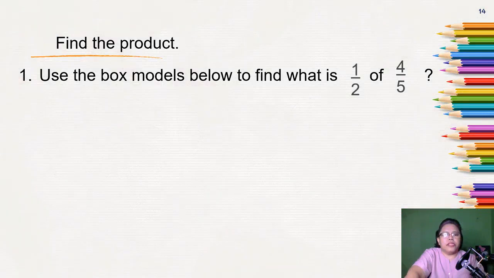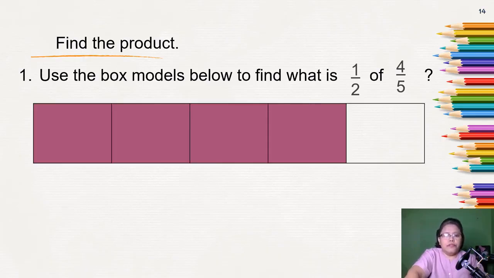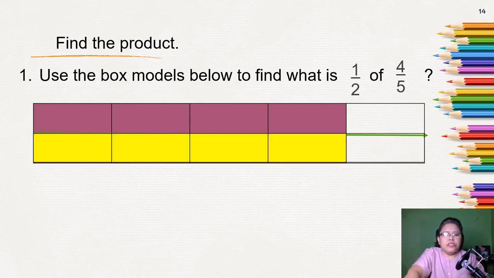Alright. Find the product. Use the box models below to find what is 1/2 of 4/5. So, kalahati ng 4/5. So, magpapakita muna ako dito ng model of 4/5. Okay? So, kalahati ng 4/5. E di hatiin natin, di ba? So, hatiin natin. Kaya lang, dahil kalahati lang naman ang kuhanin natin, ibahin natin yung kulay ng kalahati. So, that is, ayan na. So, yung yellow, ito na ngayon ang kalahati sa 4/5.